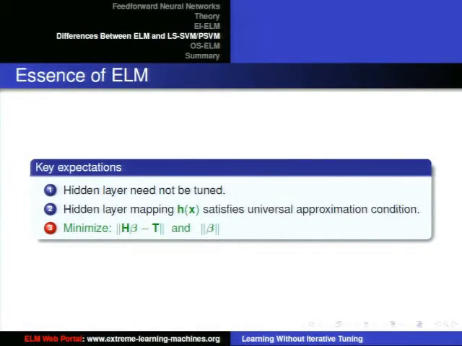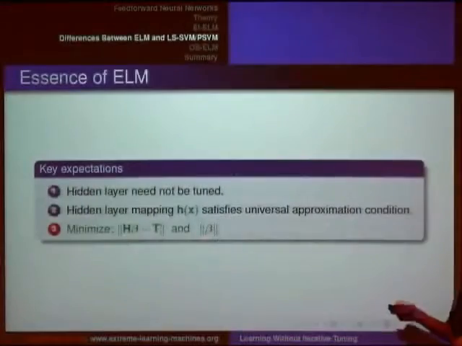Okay. So generally, ELM says hidden nodes need not be tuned. Then the hidden layer should satisfy universal approximation.